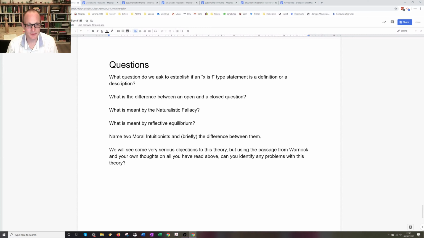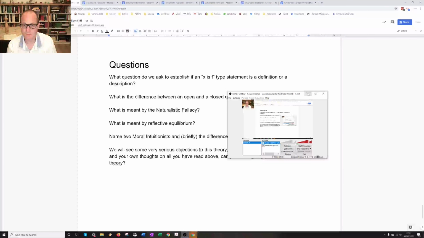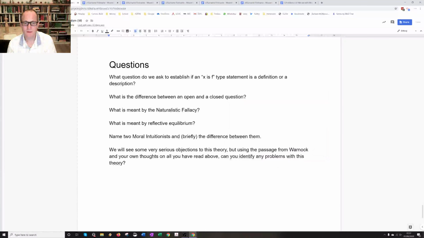What is meant by the naturalistic fallacy? So, Moore suggests then that because every time you say of any possible definition of the good that's suggested, when you say is it really, and you get an open question, he says we can say then that to define the good is not possible, and any attempt to do so will be fallacious.